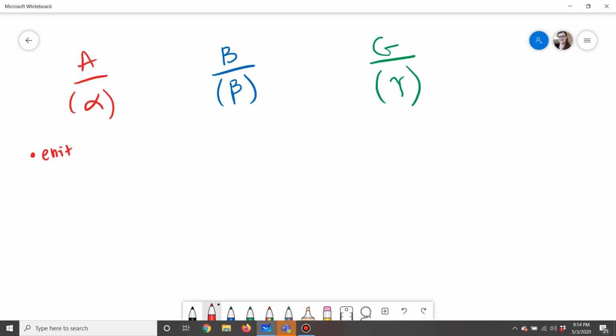So for alpha decay, this is the type of decay that is most massive, and what this gives off is a helium atom. Helium atoms are composed of 4 protons and neutrons, and they have 2 protons. So whenever you see the notation for alpha decay, it's going to look like this.